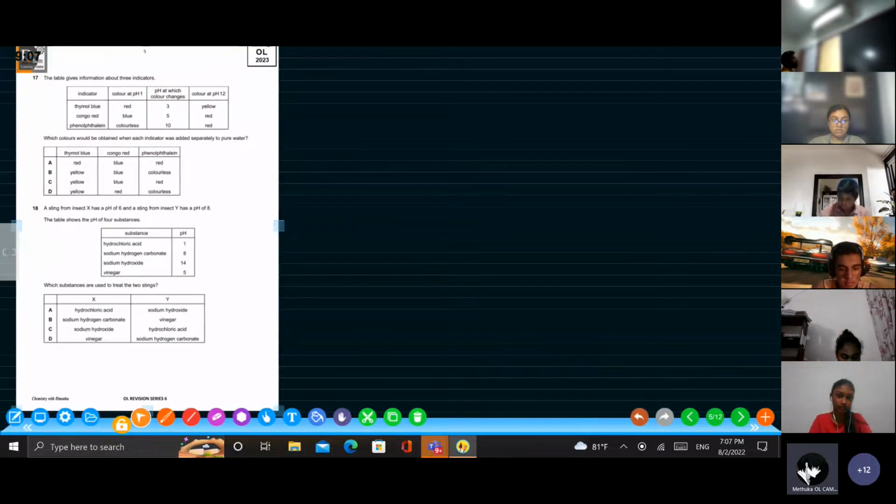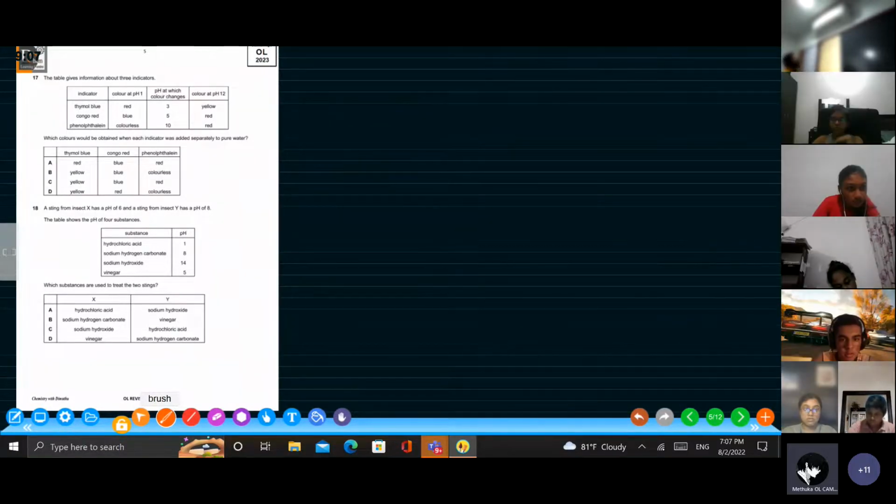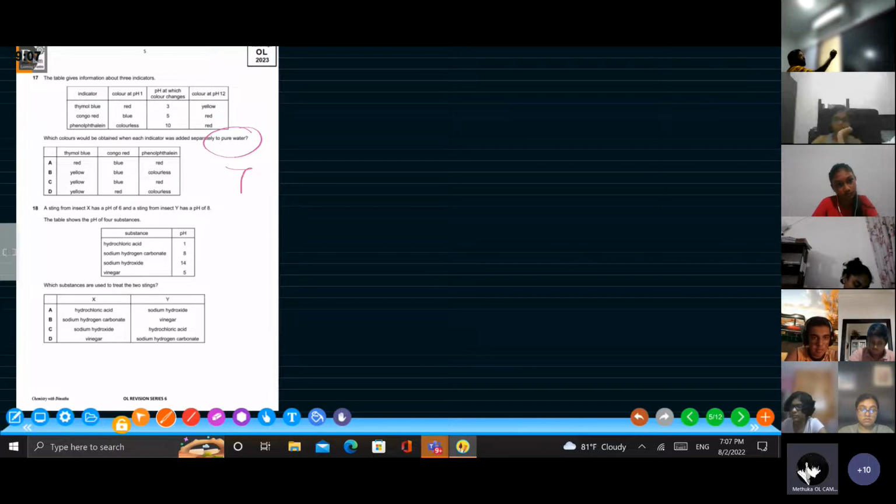Now things are a little easier because almost all of them are acid-base. Thymol blue, the indicator colors. Which colors would be obtained when each indicator is added to pure water? Pure water, you have to consider as pH 7, right? So then color at pH 1, color changes, color at pH 12, right?